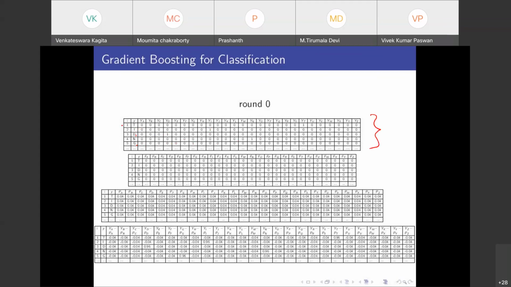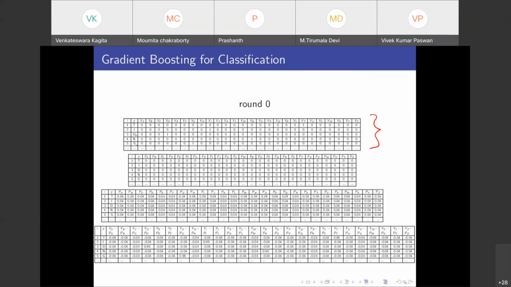These are the instance numbers, i equal to 1, 2, 3, 4, and so on. And these are the initial scores. Initially, we are assigning a 0 score for each and every entry. FA is 0, FB is 0, and so on, FZ is 0 for all the instances. So the initial model gives 0 score for all the instances.